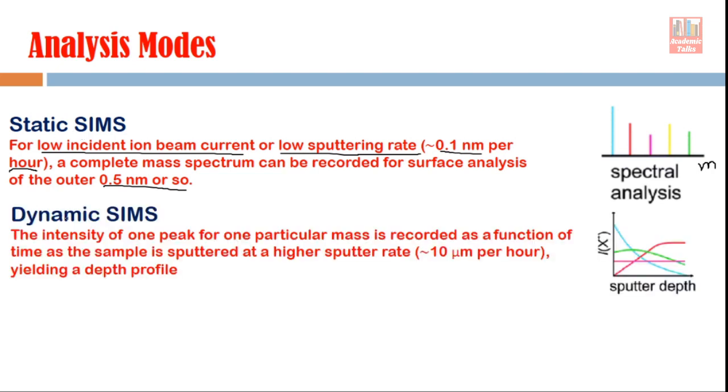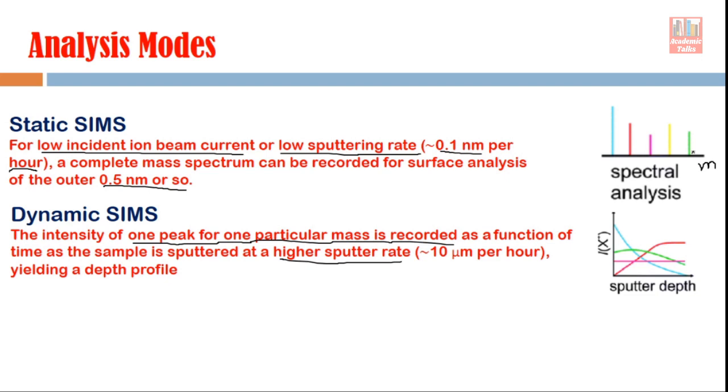And if we talk about the second mode, that is dynamic SIMS. In dynamic SIMS, we have high sputter rate, and of course beam current also has to be high if we want to go for high sputter rate. So what we do here is that the intensity of one peak, or you can say for one particular mass, is recorded. In static SIMS, we are recording information about different mass numbers by changing, in the magnetic sector analyzer, we keep on scanning the magnetic field and electric field in order to get information of all possible mass numbers which are present in the sample.